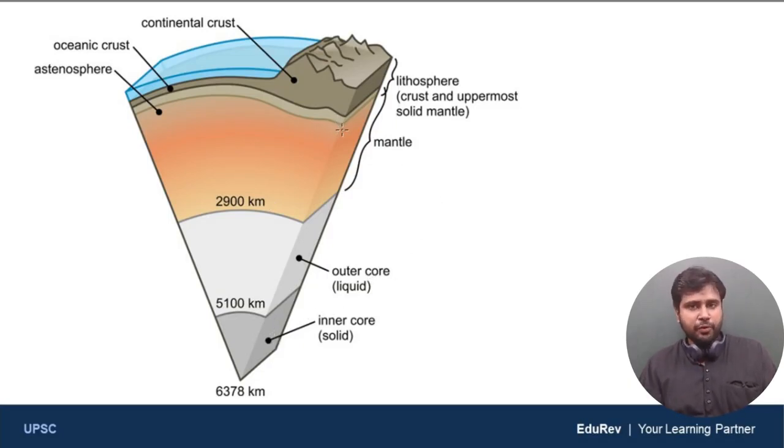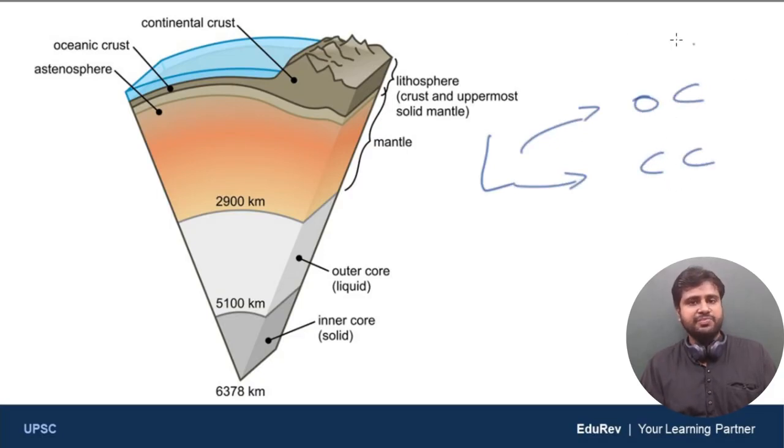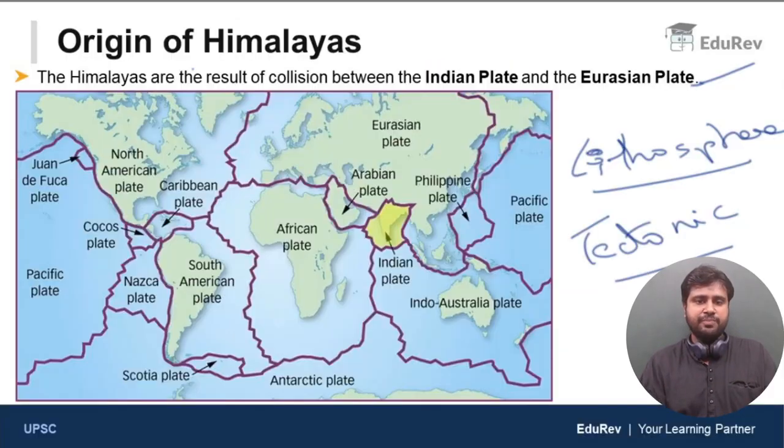Now the thing you have to focus on in this image is oceanic crust and continental crust. Lithosphere can be of two types: oceanic crust and continental crust. So this is continental crust, where you have the continents, where you have the land mass. And this is the oceanic crust, where you have the ocean, and underneath the ocean you have the oceanic crust. Clear, right? Now, let us go back to this image.